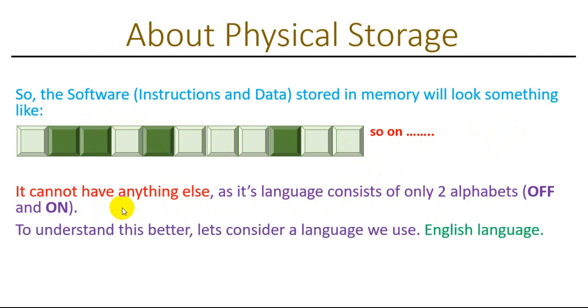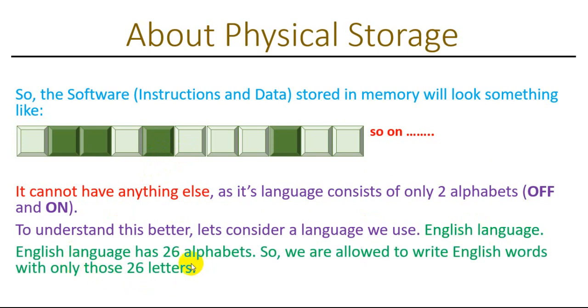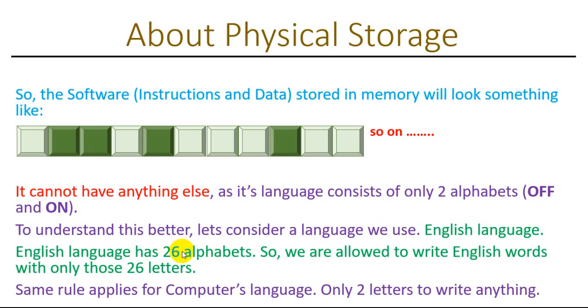To understand this a little further, let's take the English language. As you know, English has 26 letters, which means we are allowed to write English words only with those 26 letters. Any English word you write will use only these letters. You can't use anything else. The same rule applies to computer language. It has two letters, so everything it writes has to be within these two letters. Other things won't be allowed, because that language supports only two letters.